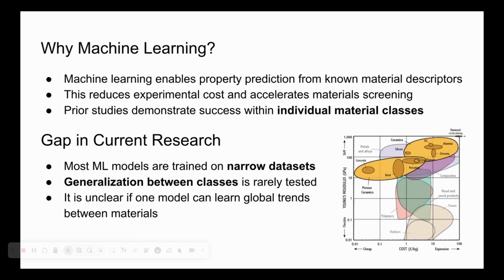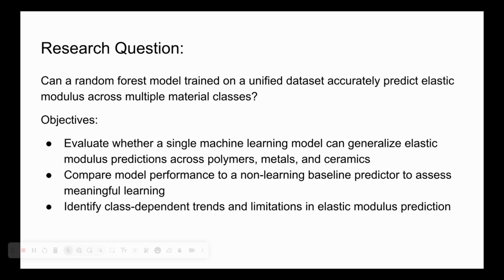Machine learning offers an alternative approach by learning relationships between known material descriptors and material properties. Prior research has shown that machine learning models can perform well when trained within an individual material class. However, most studies rely on narrow datasets and do not explicitly test whether a single model can generalize across fundamentally different material systems. This raises the question of whether machine learning models can capture more broad trends that extend beyond a single material class. The objectives of the study are threefold.